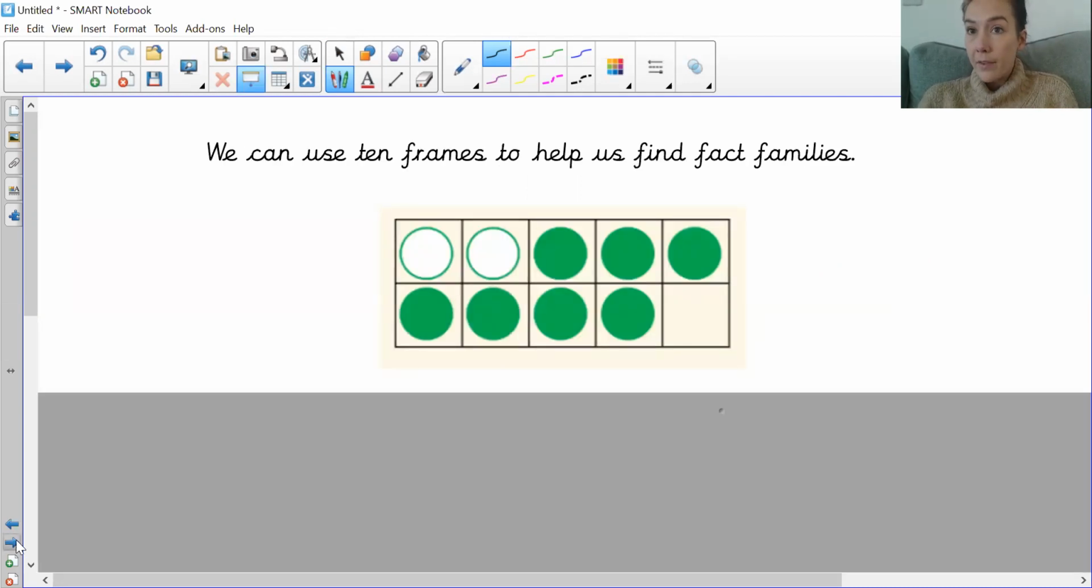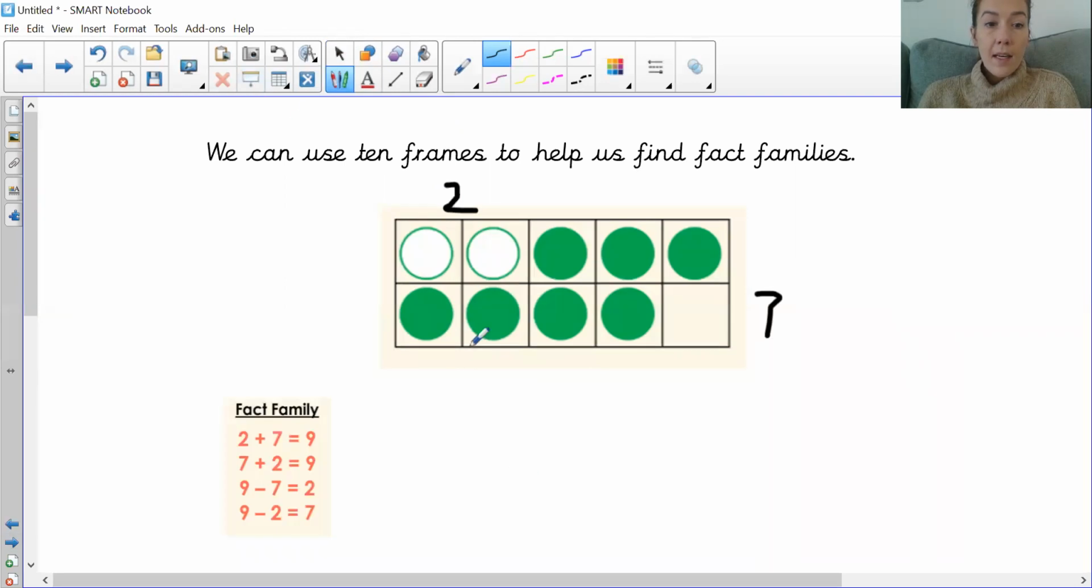Also, we can use 10 frames as well to help us find fact families. So this 10 frame is showing us 2, the ones with the white middles, and then we've got 7 of the green ones. And this also is a way that can help us find the fact families, because we've got 2 add 7 is 9, 7 add 2 is 9, and then use subtraction. So we've got 9 subtract 7 equals 2, and 9 subtract 2 equals 7.